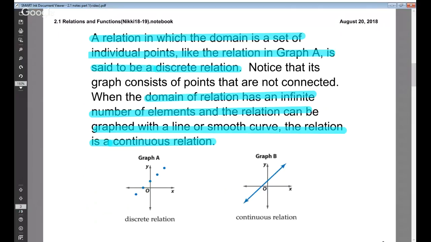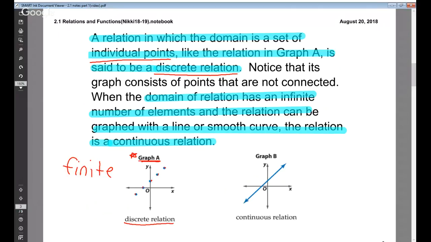A relation in which the domain is a set of individual points, like the relation in graph A, which is below, is said to be a discrete relation. So in other words, if you look at graph A down here, anytime you have a graph that's just a set of finite points, then that is said to be a discrete relation. Now notice that its graph consists of points that are not connected. That's the main thing, is since the points are not connected, they are considered finite, and thus they are discrete.